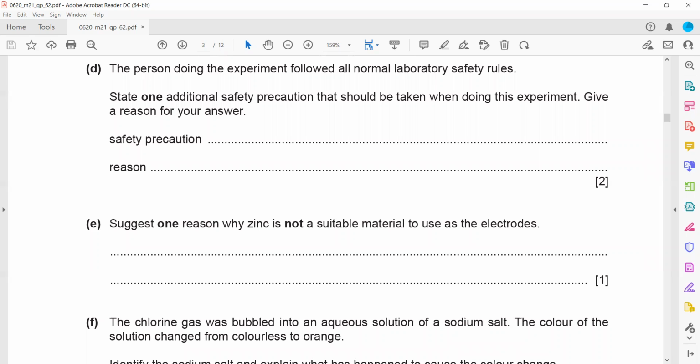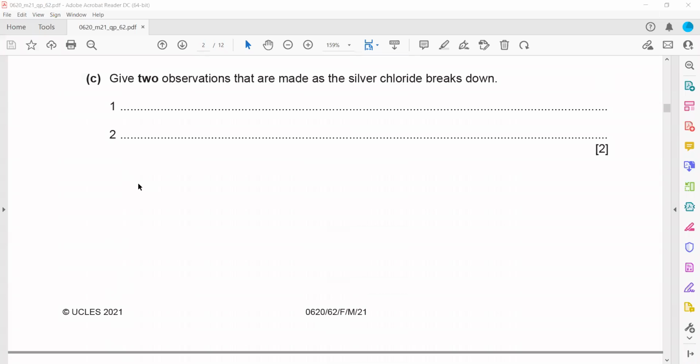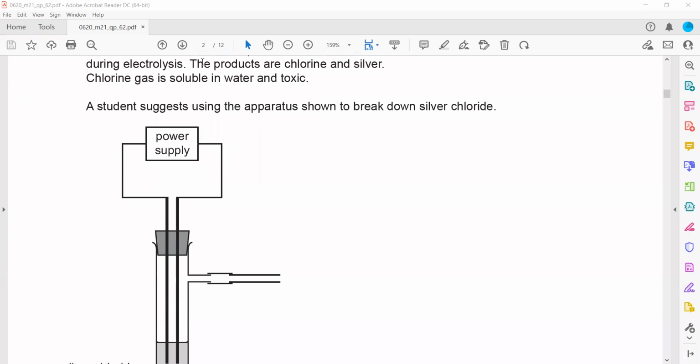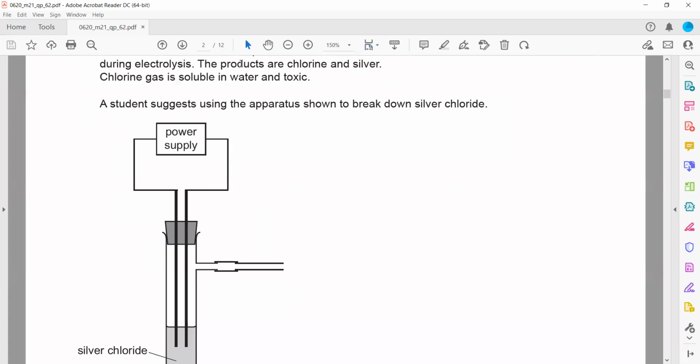Look, in the question, they already mentioned that it is toxic chlorine, because the silver ion turned into silver metal and that remains in the mixture. But the chlorine gas is released. And this chlorine gas we were collecting in a gas syringe. But maybe some of the chlorine gas might escape. And they already specified it as a toxic gas.